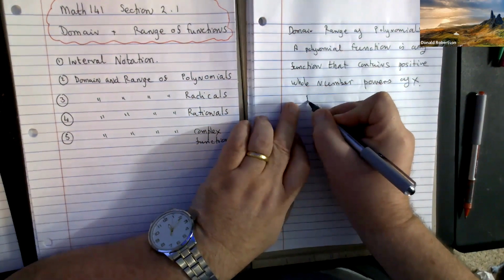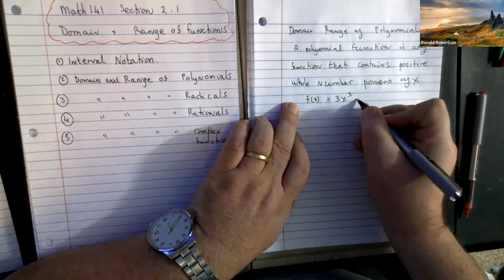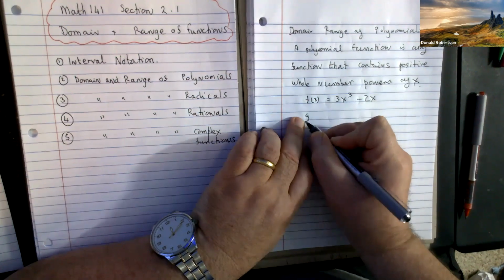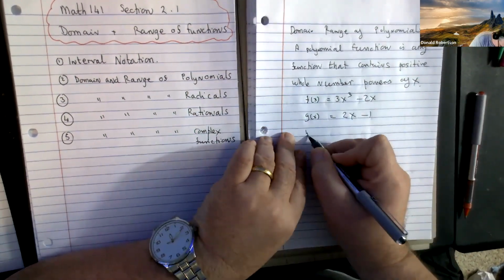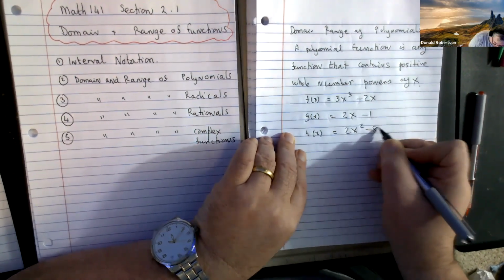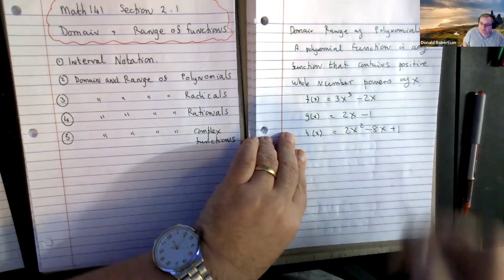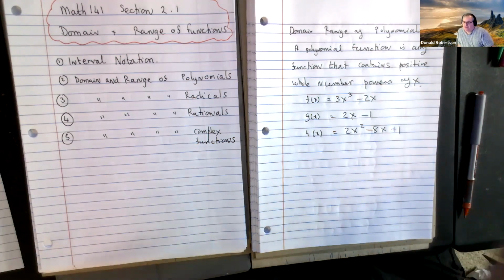So examples of polynomial functions: 3x cubed take away 2x. 2x minus 1. 2x squared take away 8x plus 1. They're pretty easy to recognize. Aren't polynomials just so many x squared plus or minus so many x's plus or minus a number, right? They all have that shape to it.